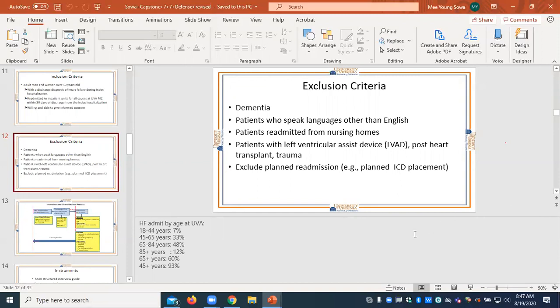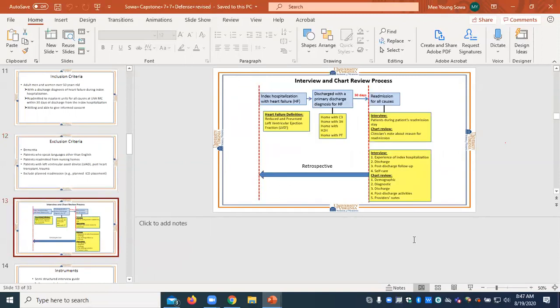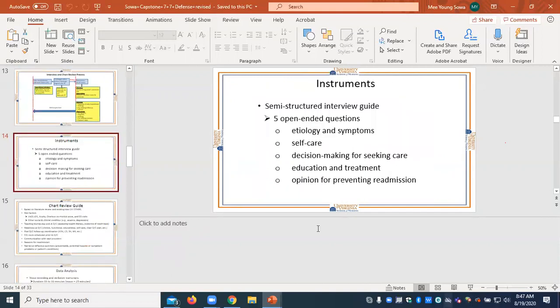And some people come back to hospital to get some kind of procedure. I excluded those. I not only interview patients, I review their medical record. What they are telling me, I compare with the doctor's notes and nurse's notes. I review everything. That is called triangulation. To give more trustworthiness and credibility to the study, I got two sources: from interview, and I review their record, all the notes. Therefore, I made these 5 open-ended questions.